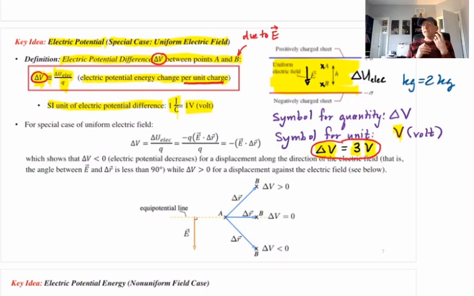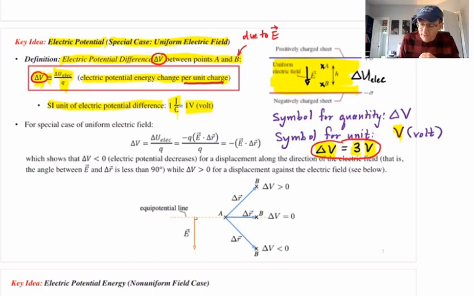Because we're using the name for the thing and the unit for the thing almost interchangeably, and it's bad usage. Okay? I'm going to try to be good about it and use the proper name for the quantity, potential difference, symbol, delta V. And the unit, volt. All right, now that I've made that point, let's continue.